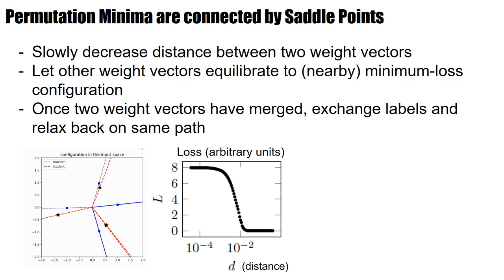Let's now do this step by step again. So the idea is that we slowly decrease the distance between two of the weight vectors. The other student vectors, the red lines, can freely adjust so that we always stay close to a minimum loss configuration. And while we do this, the loss increases. Now, at this permutation point, we interchange the indices of these two weight vectors, and then we can basically relax back, but with exchanged indices.